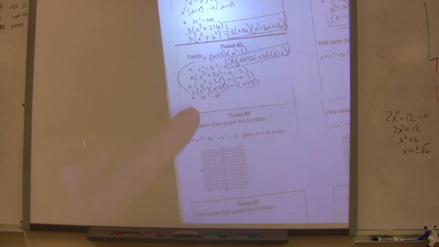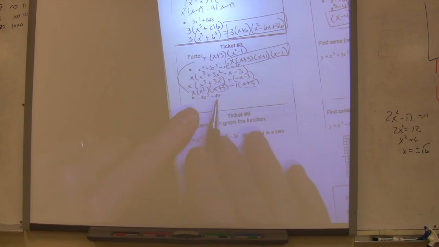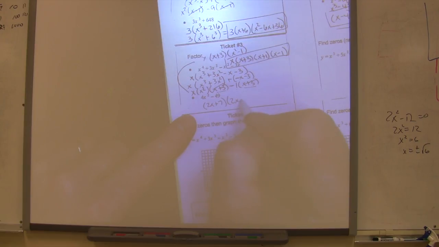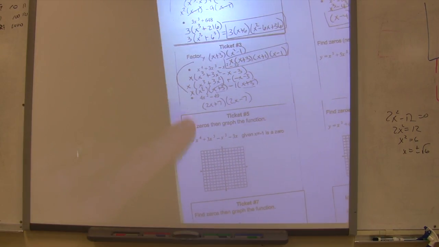The last one on factoring, it says 4x squared minus 49. And so again, since it's 2 terms and it's minus, I check. I can take the square root of 4x squared, and I can take the square root of 49. So that would factor into 2x plus 7 and 2x minus 7. Now you could use the x method on that, but you would have to factor it and then put the box in because a is not 1.